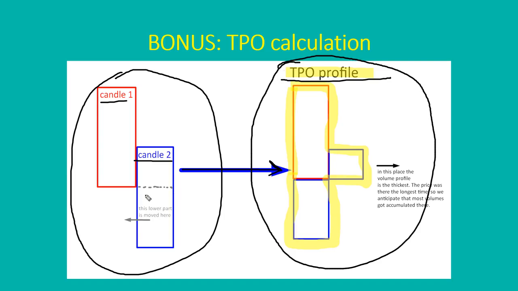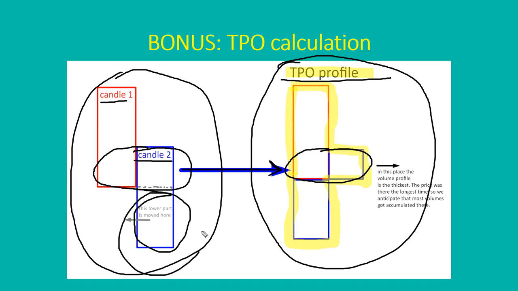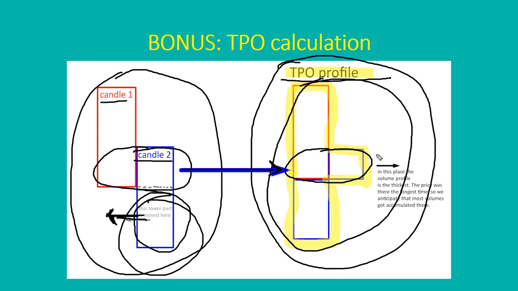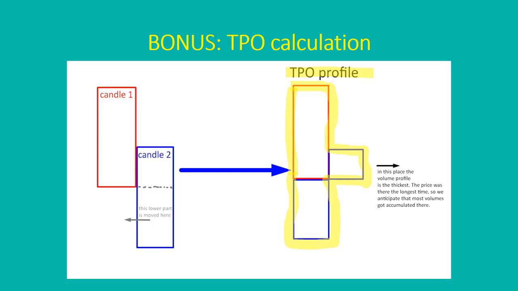You sort of shift those candles together so they form a histogram, and at this place where the candles overlapped, the TPO is the thickest. Alright, so this part of the lower candle is moved in here, so it looks like this in this picture. Alright, this is how TPO profile is made. That's why you don't need volume data for a TPO profile. It's created simply by using candles.